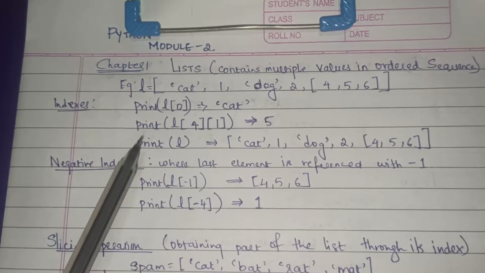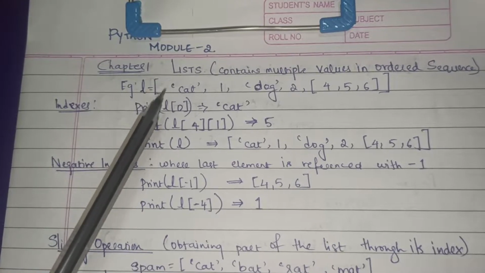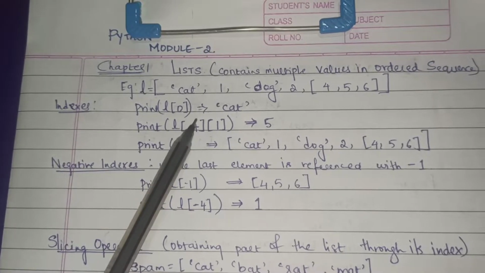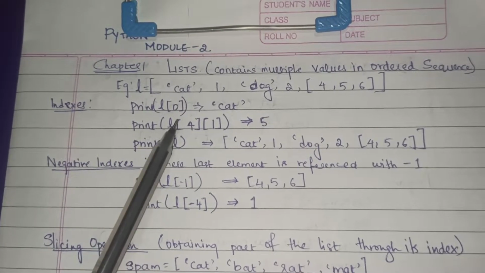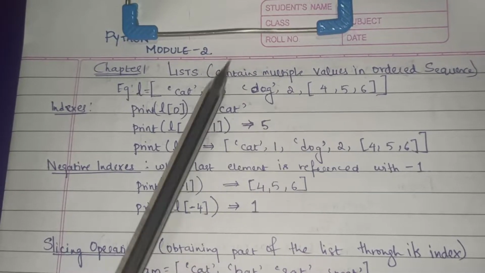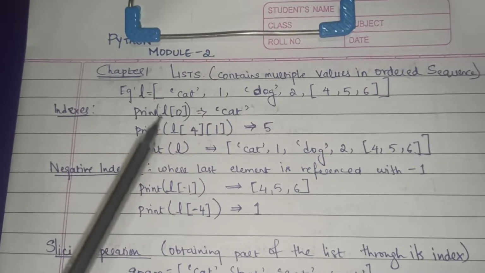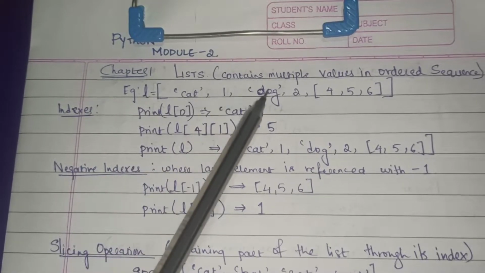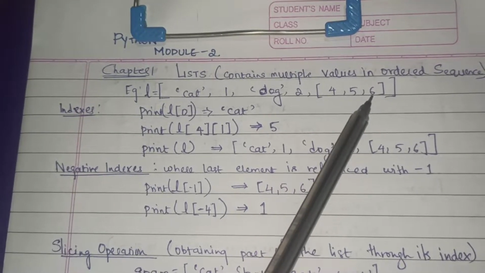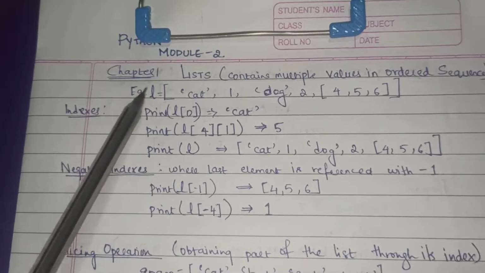After which, how can you access the elements of this list? That is through the index, that is L of 0. Suppose L of 0, here the list name is L, so L of 0 would return cat. And suppose you have to return the 5 from this list, within the list you write L of 4 of 1, since list indices start from 0. So 0, 1, 2, 3, 4, and within 4 again it goes 0, 1, 2. So here 1 is 5, so it will return 5. So print L will return the whole list.